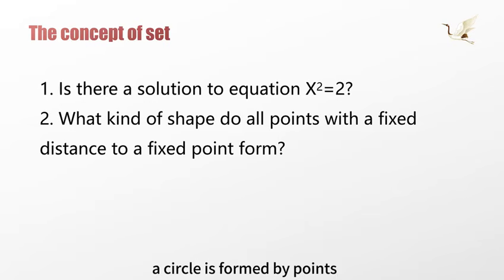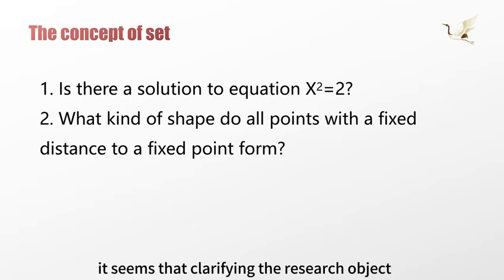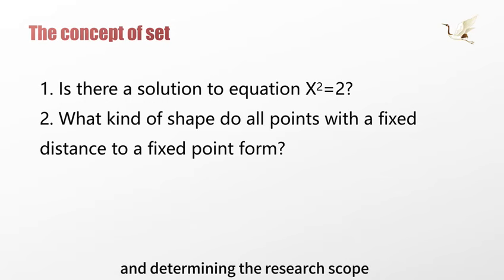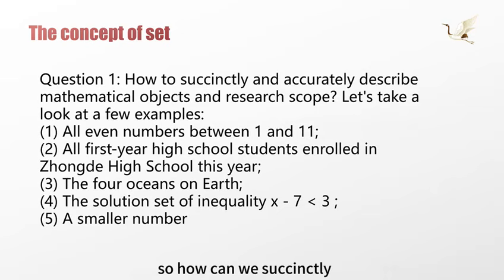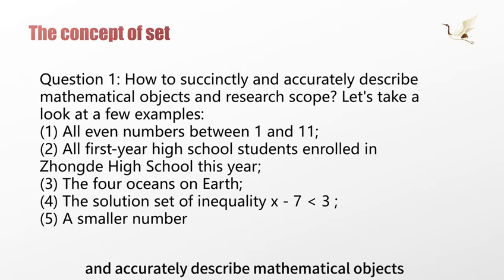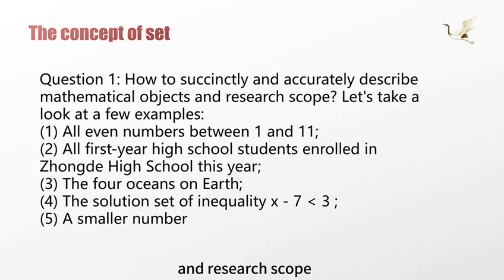A circle is formed by points that are equidistant from a fixed point in the same plane, and a sphere is formed in space. It seems that clarifying the research object and determining the research scope are the foundation of our study of mathematics. So how can we succinctly and accurately describe mathematical objects and research scope? Let's take a look at a few examples together.